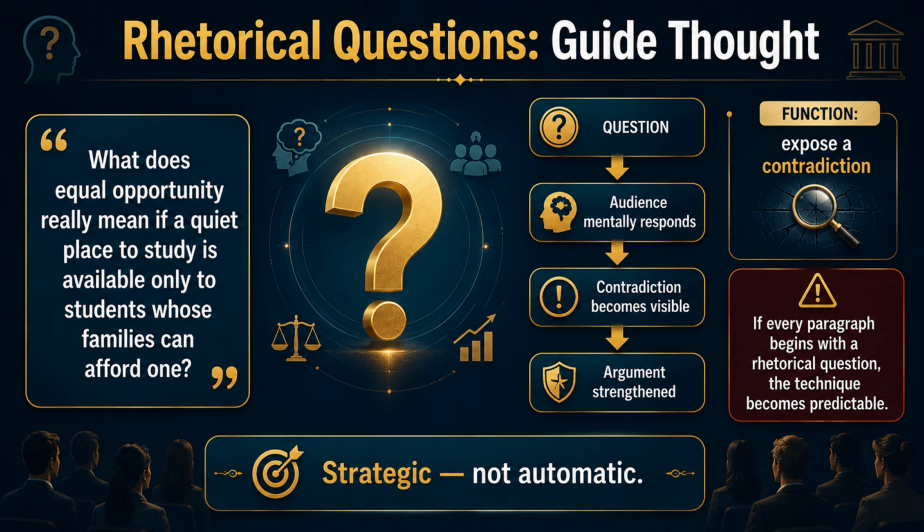A rhetorical question, for example, should guide the audience towards an idea. What does equal opportunity really mean if a quiet place to study is available only to students whose families can afford one? That question exposes a contradiction. It has a purpose. But if every paragraph begins with a rhetorical question, the technique quickly becomes predictable. Use questions strategically, not automatically.